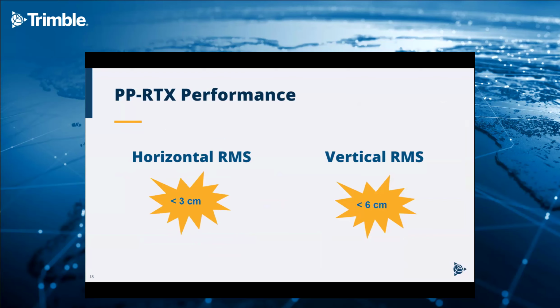So what's the performance that we can expect? Horizontally, we typically state below 3 centimeter accuracy. Horizontally means north and east, or X and Y. And in the vertical direction, we have an RMS value of below 6 centimeter. That's what we can achieve by using PPRTX processing in the global as well as in the FAST region.